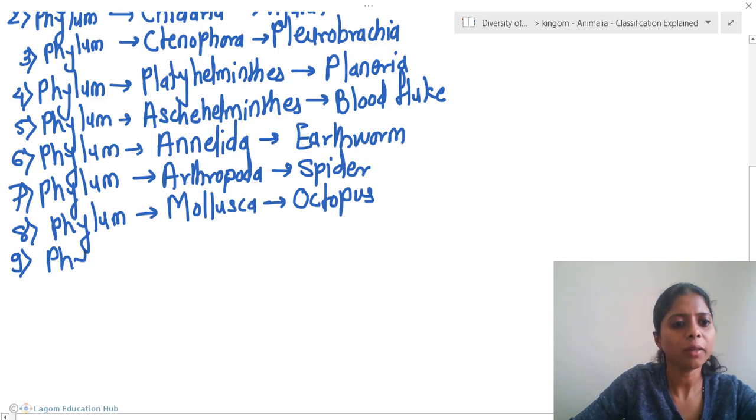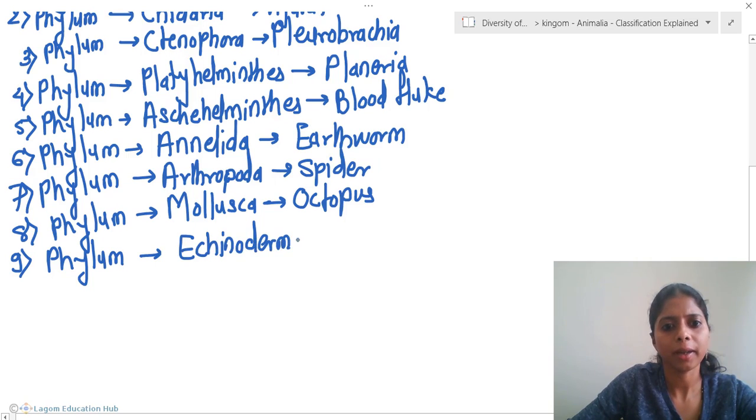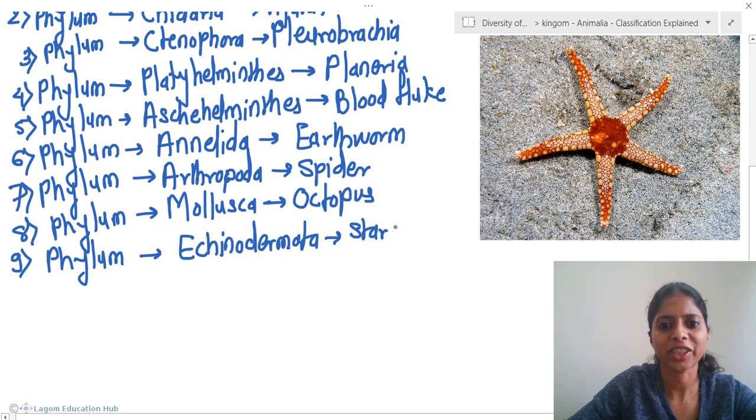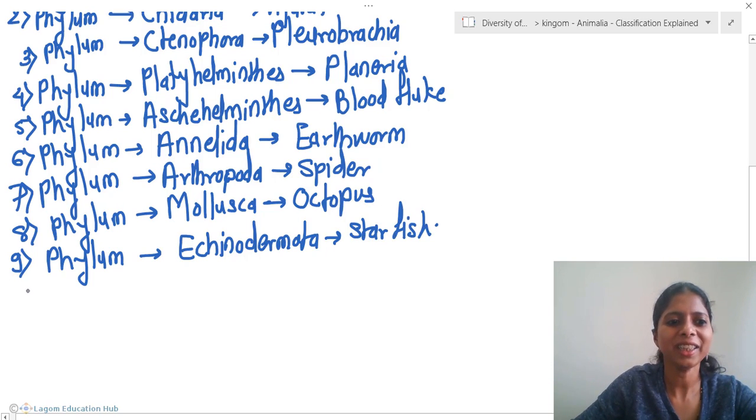Now the ninth phylum included in the non-chordates is phylum Echinodermata. What is the name of the phylum? Echinodermata. Now Echinodermata is the one which includes starfish. There are some other very beautiful animals. We will study them ahead.